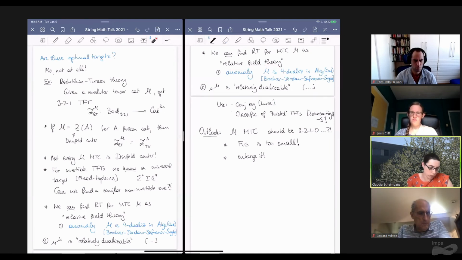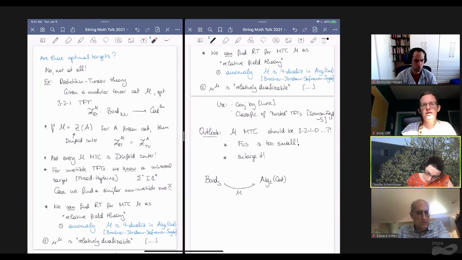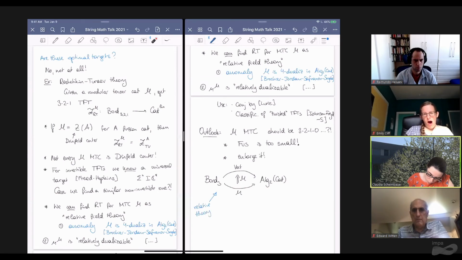theory picture. So as a relative field theory, my modular tensor category gives me a relative field theory, which I would like to denote like this. Relative theory. And one way you can imagine these, and this is the first approach that I meant by Lurie, this is one, this is two, is relating these as boundary field theories. Right, so we have it as a relative field theory.